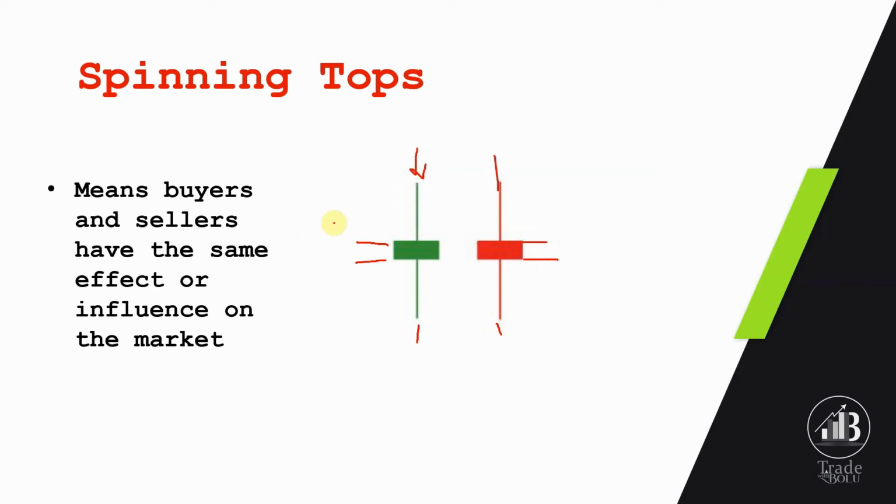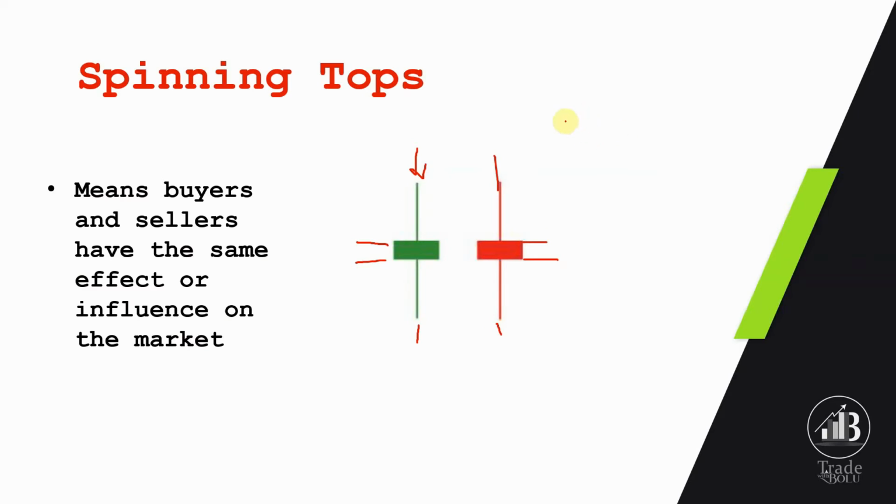So these are spinning tops. You can see they're actually spinning tops. What do they mean? They mean that buyers and sellers have the same influence on the market, so there's no significant move. You usually find this when there's a loss in volatility, and the market is maybe going sideways at times in a consolidation, but mostly when there is less volatility on the market.